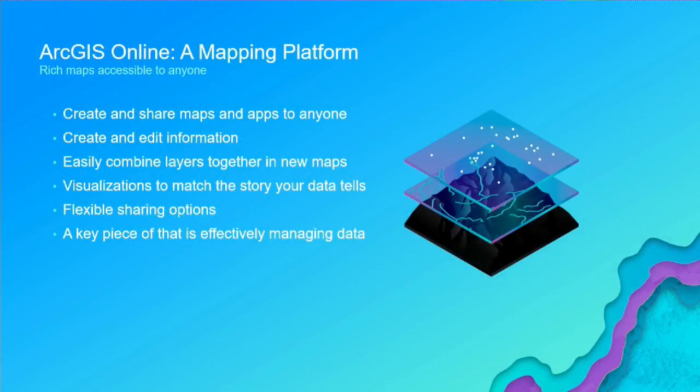ArcGIS Online is a mapping platform. It's accessible to anyone. You can create and share maps and apps to anyone in your organization or to the public. You can use it to store and edit information. Of course, you can combine layers to create new maps. You can create different types of visualizations to map the story that your data tells. There are lots of different sharing options that we have in Online. And then a key piece is effectively managing data.